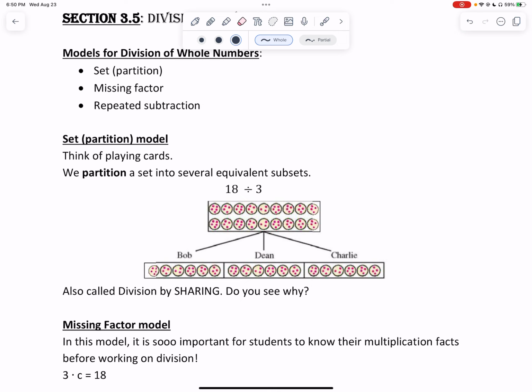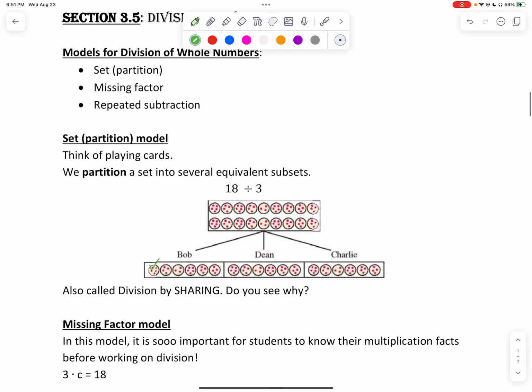So same thing with cookies. We're going to deal out our cookies. We've got 18 cookies. We got three people. So we're going to give Bob a cookie, Dean a cookie, Charlie a cookie. Go back and give Bob another cookie, Dean a cookie, and Charlie a cookie until we run out of cookies. And at the end, we look and see how many cookies each person has. And each person got 6 cookies. So that's called the set model or partition model or division by sharing. Just depends on which book you're teaching out of.